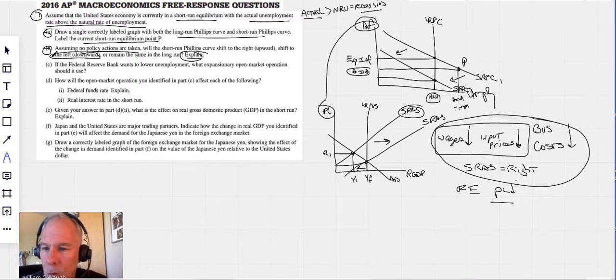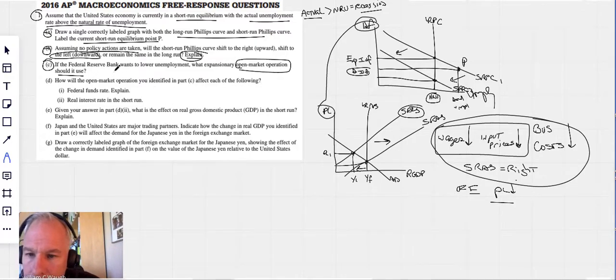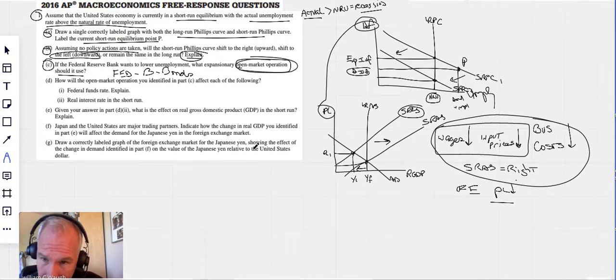All right, C. If the Federal Reserve Bank wants to lower unemployment, what expansionary output markets should it use? Open market operations. We should know that the Fed, to lower unemployment, would obviously buy bonds. That is its open market operation, buying and selling bonds. So they're going to buy bonds. I don't think any explanation is needed. Just have to say buy bonds.